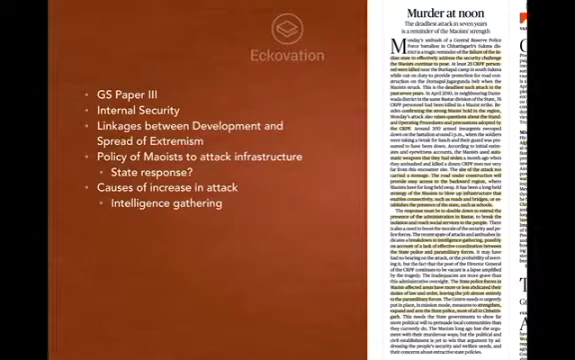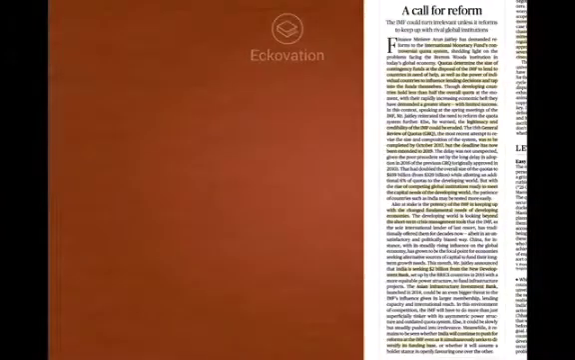One of them is loopholes in intelligence gathering. The second is coordination between security forces like the CRPF and the state police forces. And thirdly, specifically, the state police forces have been less proactive than they should be in being at the forefront of the fight against Maoism. So these are the points this article covers.